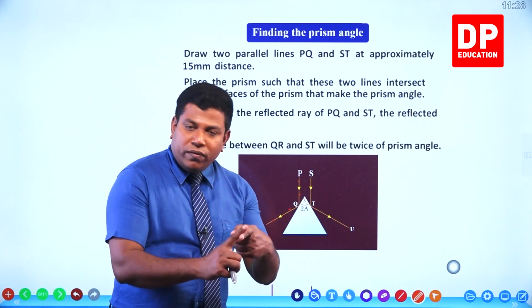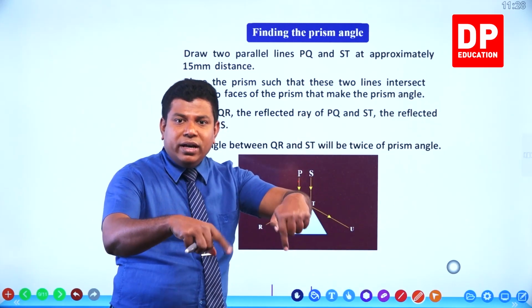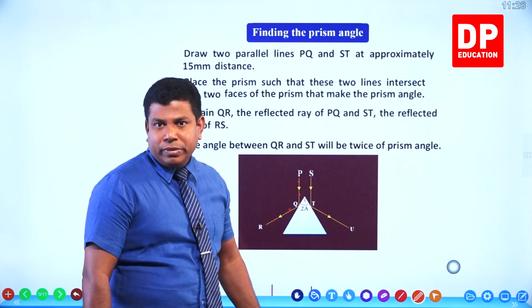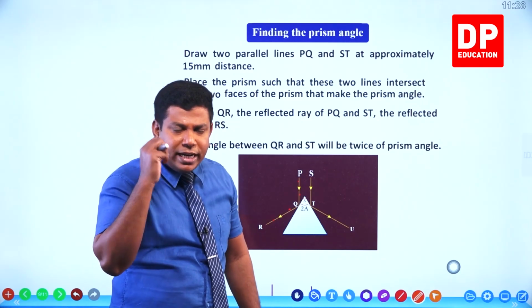So we already know how to find the prism angle, and we already know how to find the minimum deviation. Put those things together, and you can find the refractive index of this prism. Shall we see how to do it in the lab? Let's take the apparatus and try it.